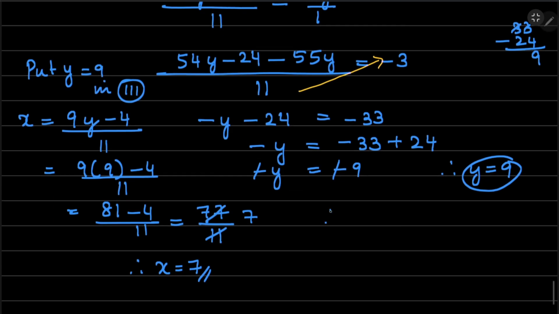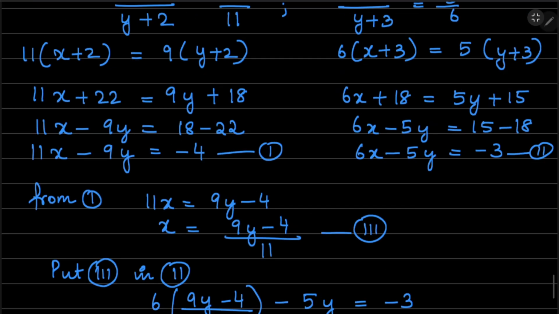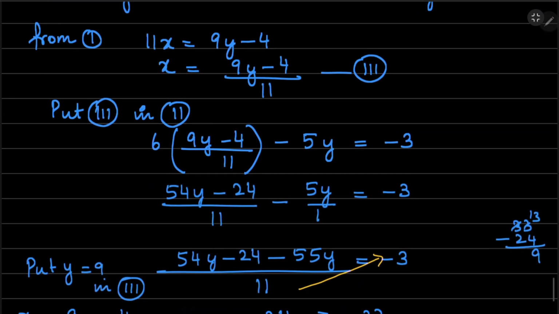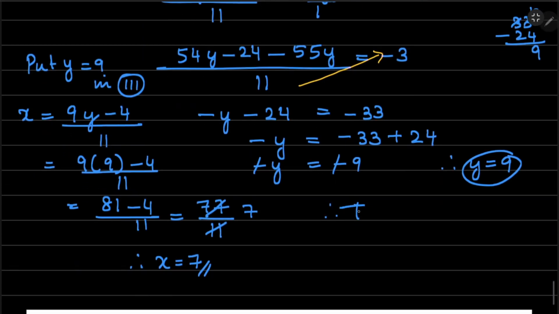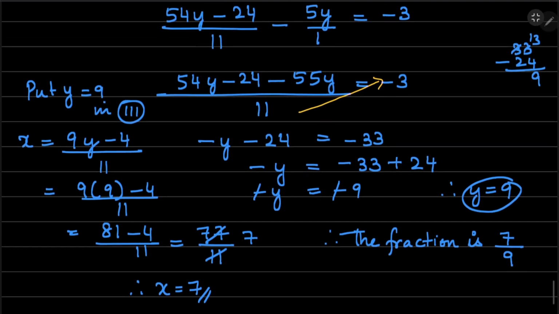y equal to 9. Therefore, what do you have to find? We have to find the fraction x by y. Okay, so therefore the fraction x by y is 7 by 9. Isn't it? 7 by 9. Hence, you have solved it.